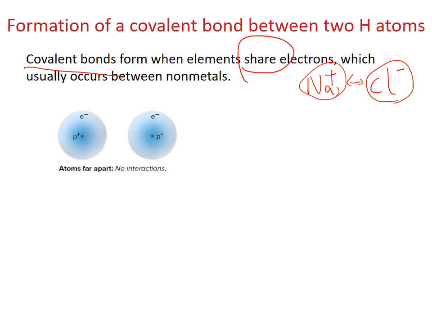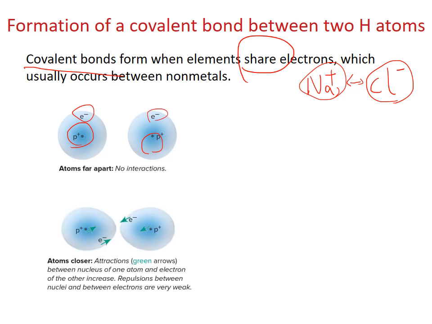So here shows two atoms before they react. Each atom has a proton and an electron. All right. So when they approach each other, the electron belonging to atom A is attracted to the proton of B. Similarly, the electron of atom B is attracted to the proton of A.